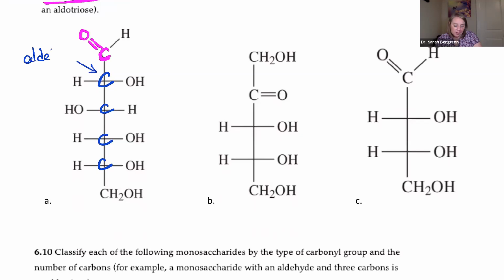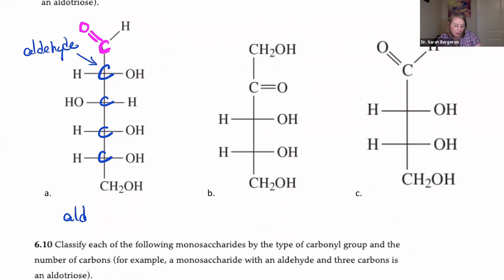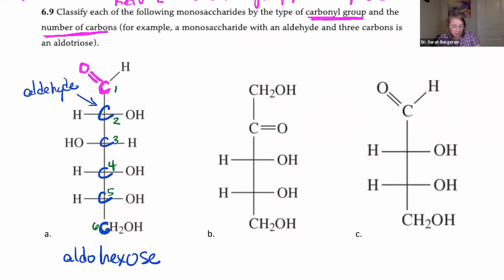Trying to spell right, aldehyde. Now, when I write my name, I need my three parts. I'm going to start with my functional group, so that's aldo. Now I need to know how many carbons. Well, let me count my carbons. 1, 2, 3, 4, 5. Be careful, 6, right? Because here's another carbon right there. So if I have 6 carbons, that's going to be hex. And then I want to say that it's a carbohydrate, so hexose. So aldohexose.